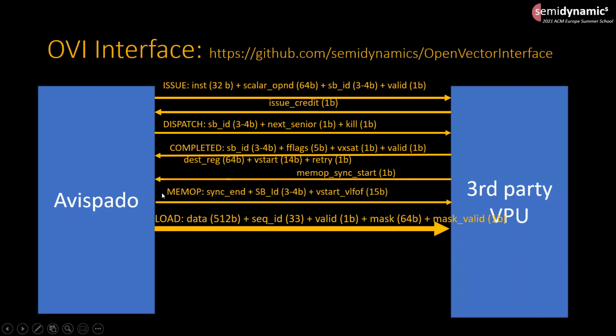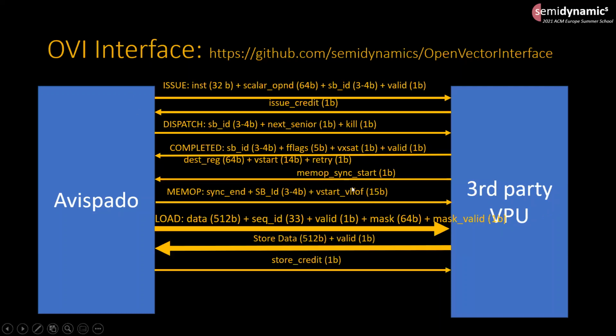Also, after the load finishes, we finally send a sync end saying, okay, we're done with the load. This is the load that we finished. And in case something went wrong, we give them the vstart value. So that's the full protocol to interchange information.